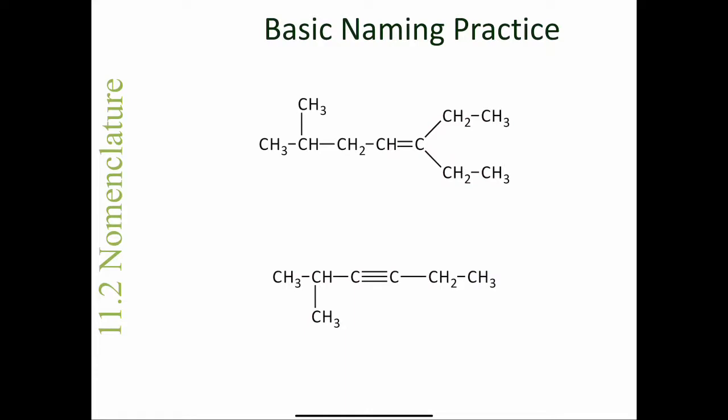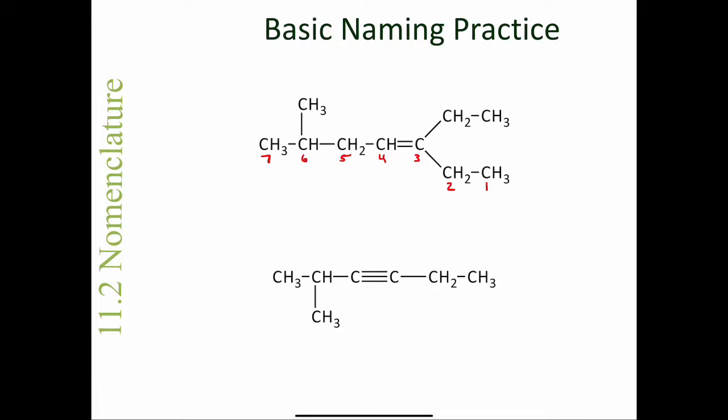It might be a good idea to pause the video here and see if you can name either of these molecules. Now let's take a look at the one on the top. You can see that I have a double bond in the molecule. So this is an alkene. I'm going to number the longest carbon chain containing that double bond, and I'm going to number it in such a way that I give that double bond the lowest possible number for the first carbon in the double bond. So I'm going to number it like this: 1, 2, 3, 4, 5, 6, 7, like this.